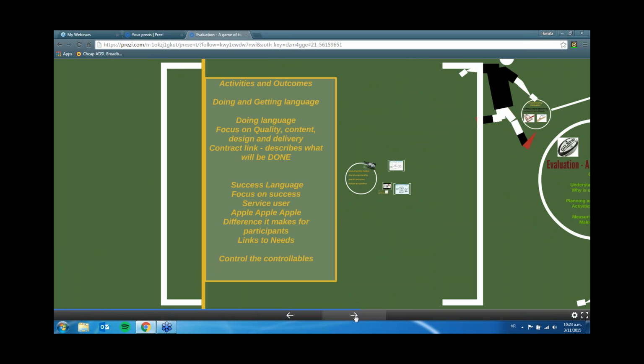So we've gone to the area of activities and outcomes, and we're getting to understand their value and their importance to logic models. So I've talked a little bit about the doing and getting language. So when you think of activities and outcomes, you need to remember this idea of doing and getting language. So the doing language relates to your activity, and on the logic model, which is the left-hand side of the model, when you're looking at anything in the activity column for a logic model, your focus is on quality.